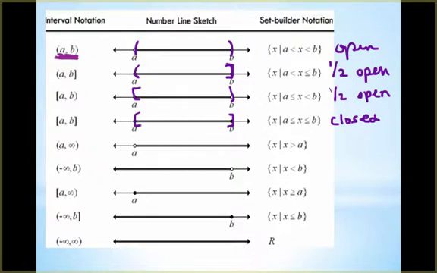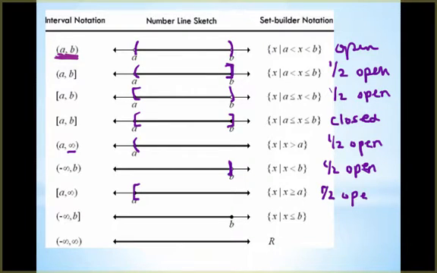In the next example, you have infinity, so we've got an open interval at A, and then we're going on to infinity, so this again would be a half open interval. In the next example, B is open and you're going towards negative infinity, so that one is also half open. In the next example, we have a closed interval at A, but it's open towards infinity. It just keeps going, so that's half open.